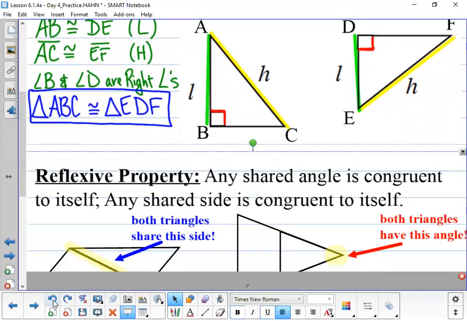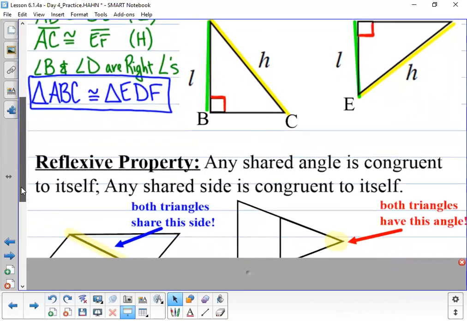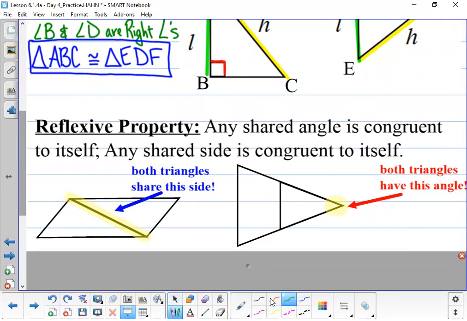The reflexive property tells us that any shared angle is congruent to itself and any shared side is congruent to itself. You're going to see it most in this chapter with shared sides. So if you have a side like this one that's highlighted in yellow, that is a side length in both triangles, it's congruent to itself. I kind of made up my own little marking for this one. It looks kind of like a bow tie. That's how I always mark these sides that are congruent because of the reflexive property, because it's literally the same side in both triangles. So it has to be equal to itself.